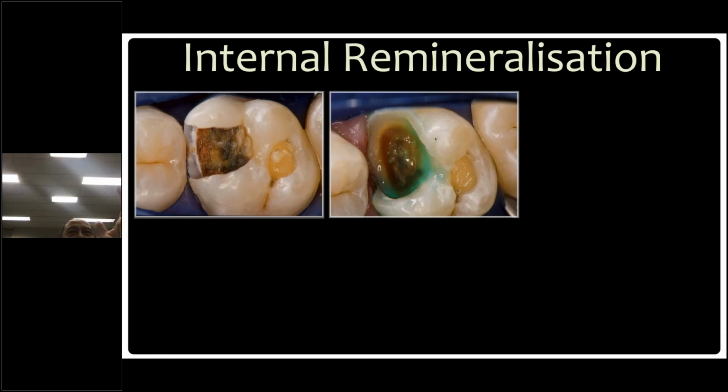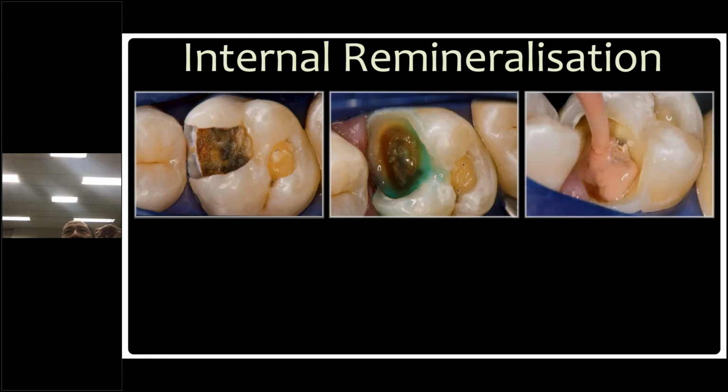So for this, all I do is get a spoon excavator. I'm not really trying to dig into it. I scrape off whatever is loose, and I would remove that. Then I will wash this conditioner off. I will use the Fuji Triage as a liner, because we have done some studies to show that it actually puts much more strontium and fluoride into the soft dentine behind.